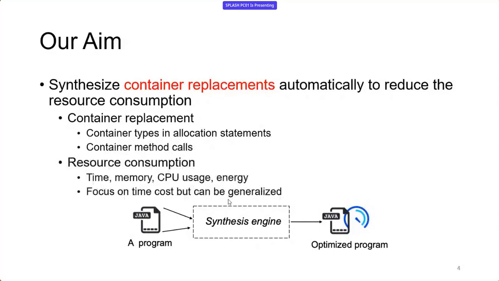As we all know, computation can consume different kinds of resources, including time, memory, CPU usage, energy, and so on. So without loss of generality, we only focus on time cost in this paper, but we still expect our approach to be general enough to be easily extended so that we can also use our framework to reduce other kinds of resources.